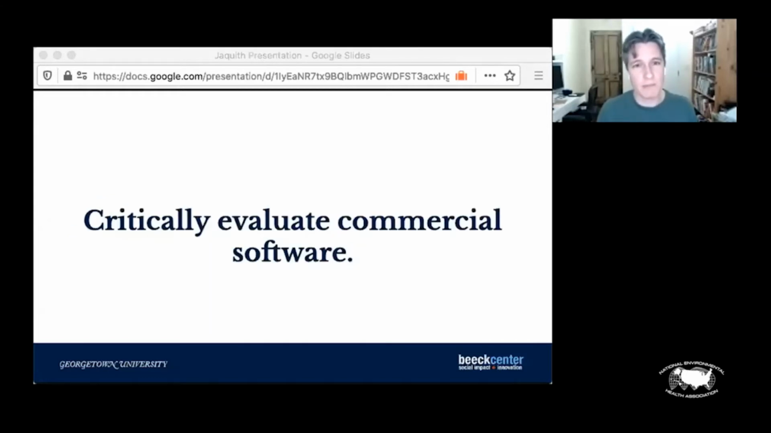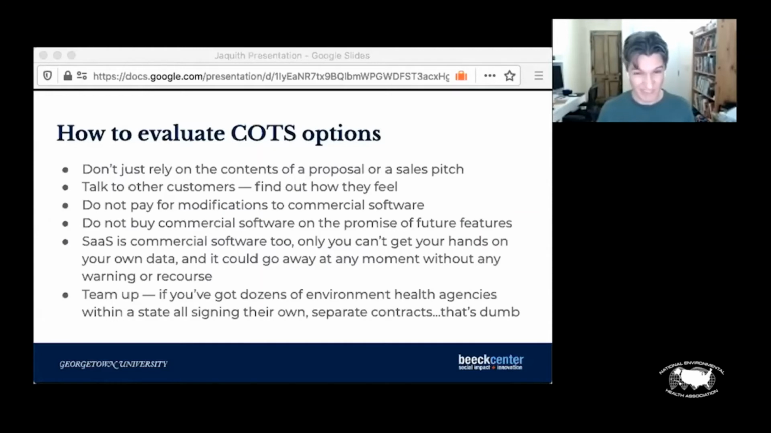Let's move on to my second thesis here about the importance of critically evaluating commercial software. There are plenty of vendors who will sell you the various types of software you need to manage your data, and most of you here use such software. Some of you might be happy with that software. Others might have reservations. Some of y'all might hate your software. That's the normal range of things. And that's why it's important to do serious research before selecting a vendor. So let's review some basic points about how to evaluate your options.